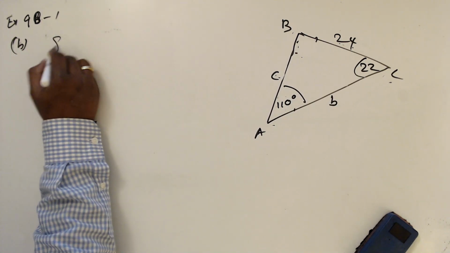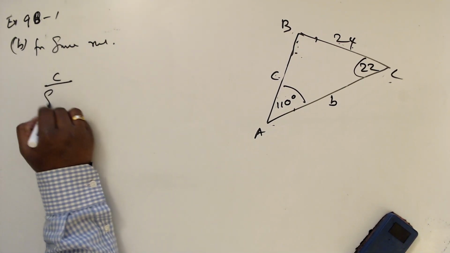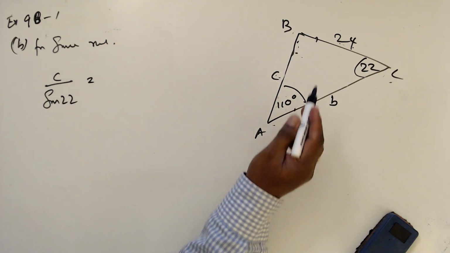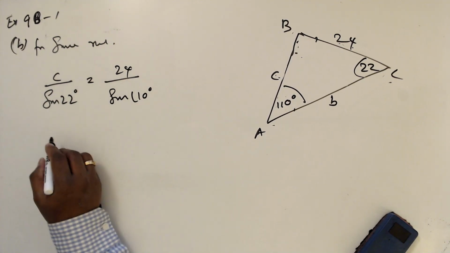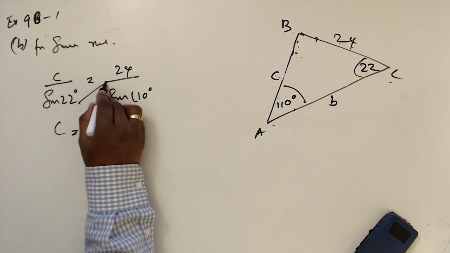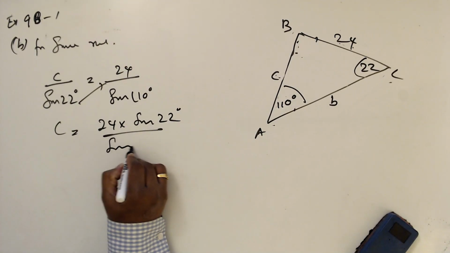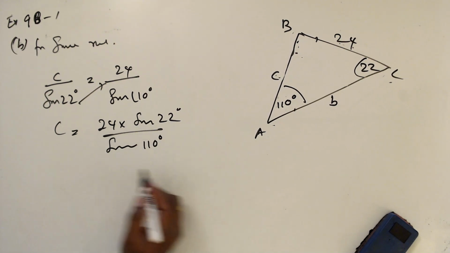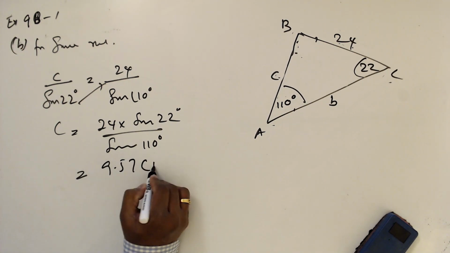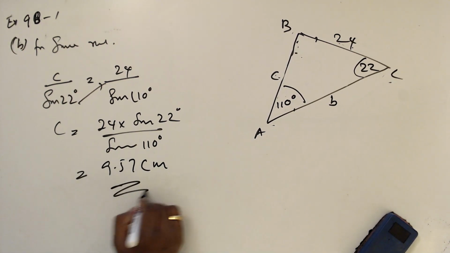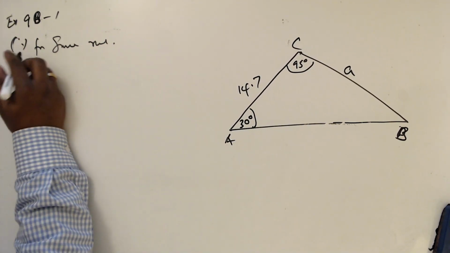Then I can form the sine rule. C over sine 122 equals 24 over sine 110. Then C equals, cross multiply, 24 times sine 122 over sine 110. This value is 9.57 centimeters. Now, part C.